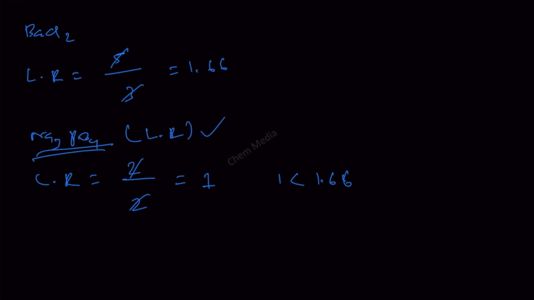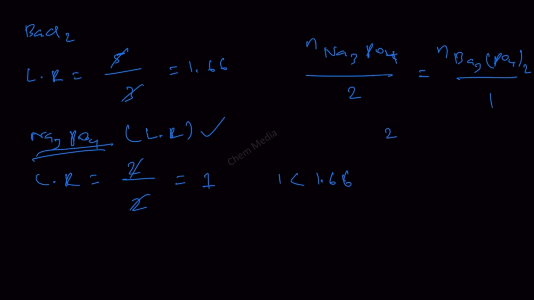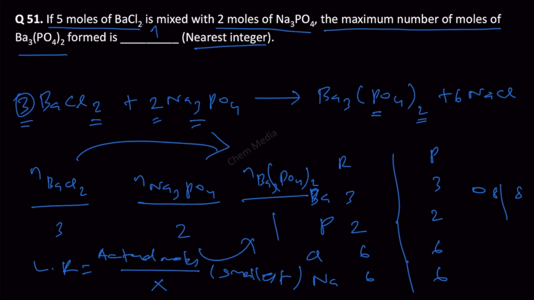So which means the stoichiometric moles of sodium phosphate must be equated with the stoichiometric moles of barium phosphate. So this means 2 by 2 will be equal to 1. So therefore we will have only 1 mole of barium phosphate. If we have 2 moles of sodium phosphate, the maximum number of moles of barium phosphate that we can get is only 1 mole. So therefore the correct answer here is 1.